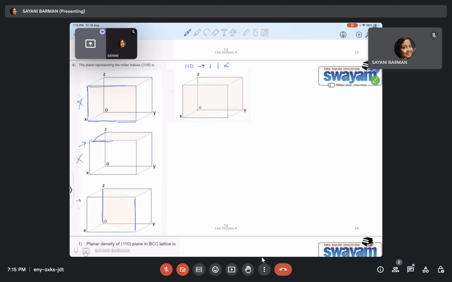So the next one is, let's see if this is the origin. It's intercepting the x-axis here. So this plane would be 0, this plane is 0, 1, 0, and this one would be a 1. This much is also 1, 1, 1. And it is parallel to the z-axis. So this is 1, 1, 0. Yeah, fine. So this is the answer.